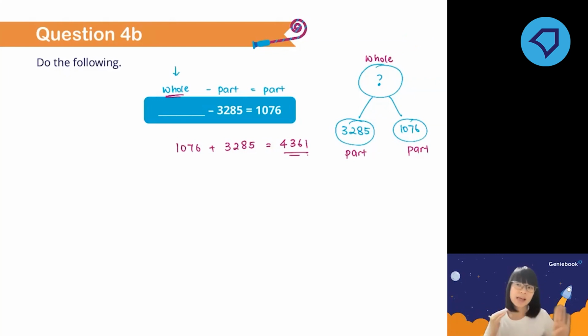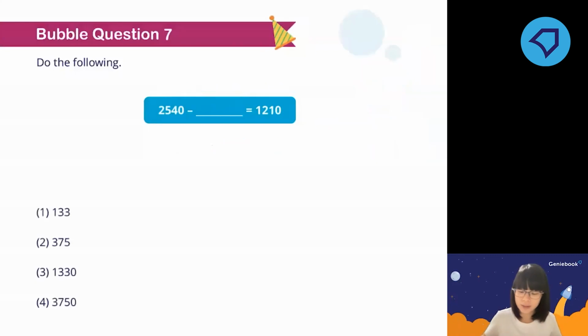Okay, so this is where it gets a little bit confusing. So if it is ever confusing for you guys, please write down whole and part. Subtraction is always whole minus a part to give you the part. Addition will be part plus part, which gives you the whole. Okay, guys? So let's give it a try. Bubble question number 7. Let's give this a try. We are going to do the following.